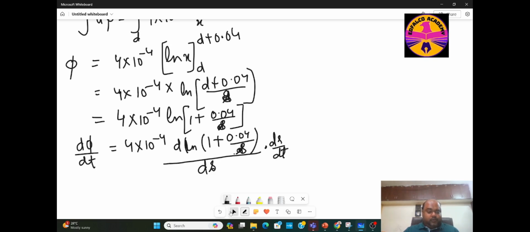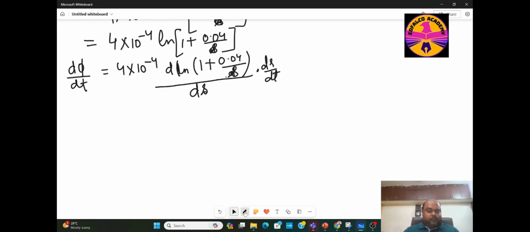You understand why I changed the variable, because if I use d, then dd is coming, which might confuse us. So that's why I have just removed that variable and made it s. So d ln of 1 plus 0.04 by s into d by ds into ds by dt, that's what it will come. So now if I keep on doing the calculation, it will give me 4 into 10 to the power minus 4, and then d of ln of 1 plus 0.04 by s.